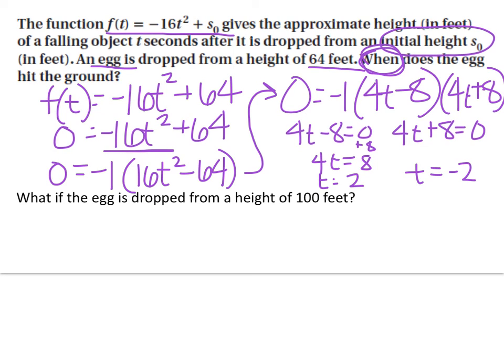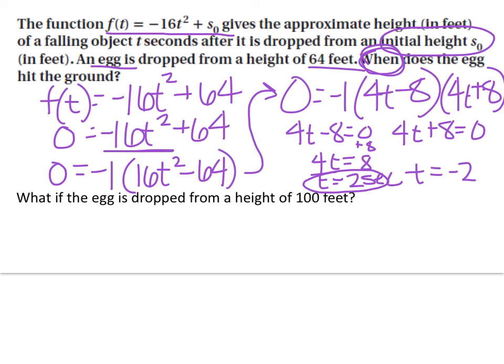Now let's look and see what our problem is asking. It says, when does the egg hit the ground when we drop it from a height of 64 feet? Whenever we're dealing with time, we are always talking about the positive. It takes 2 seconds for that egg to hit the ground, not negative 2, but positive 2.